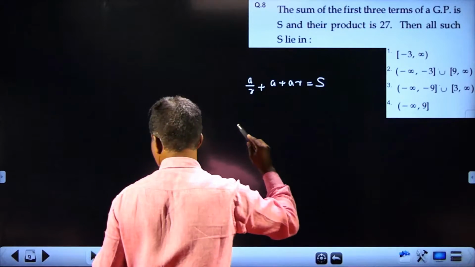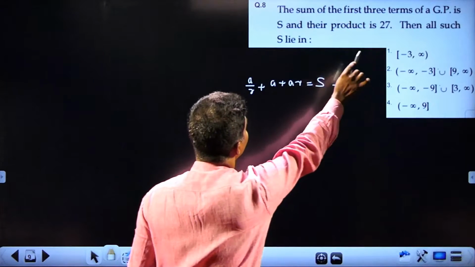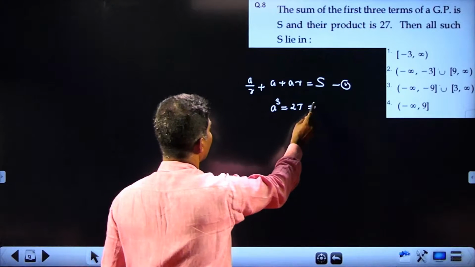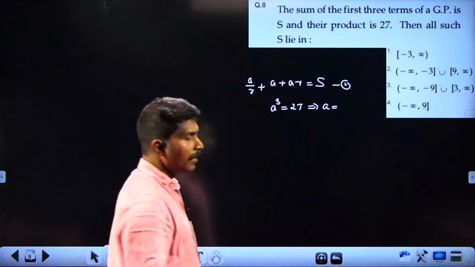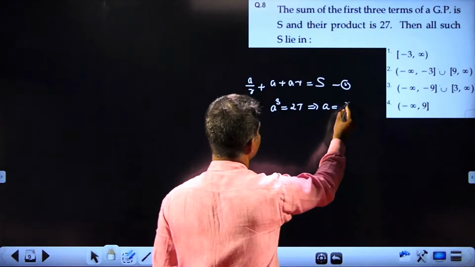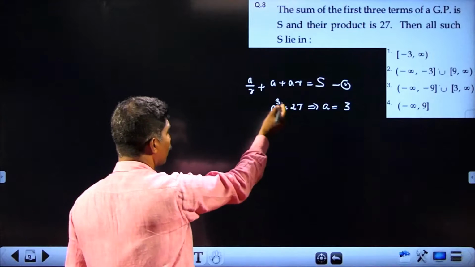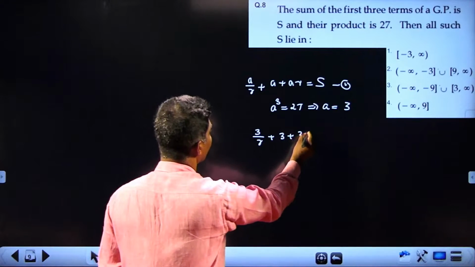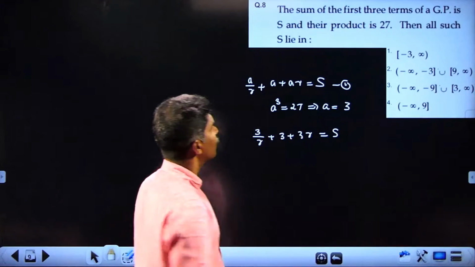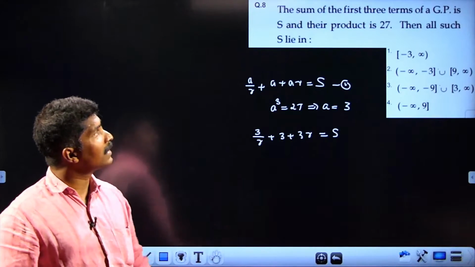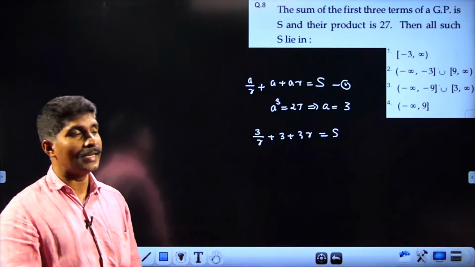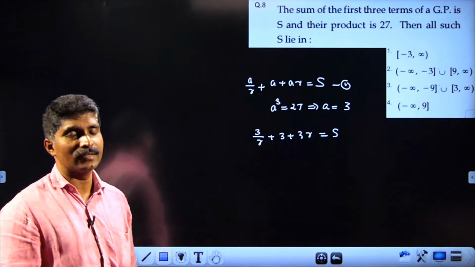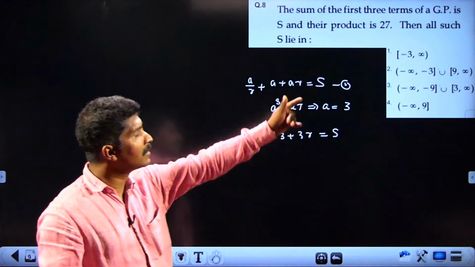Okay. That's our equation number 1. And given that the product is 27, so we can say that A cube is equal to 27. That implies A is equal to 3. Therefore, equation 1 is replaced as 3 divided by R plus 3 plus 3R, that is equal to S. Now, all such S lie in, what is the range of S, what is the minimum value and maximum value of S, that is the question. S starting from where to where, all these are given as intervals.